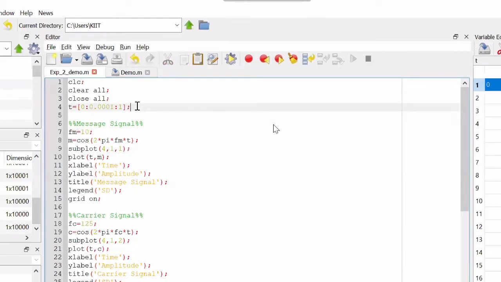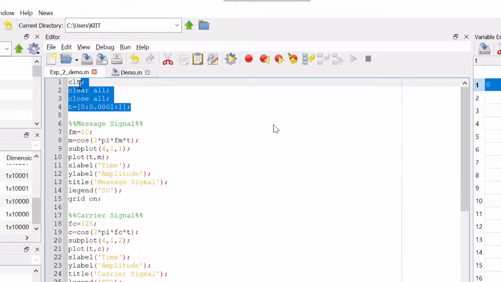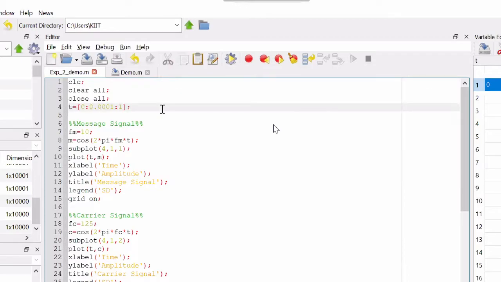I asked all of you to play around with these values and look at the effect this has on the results. I hope some of you have done it, and if you have, then we will discuss the results later on. So this is the first part, which is very common to what we did in the last class. Next, we will start with the message signal.